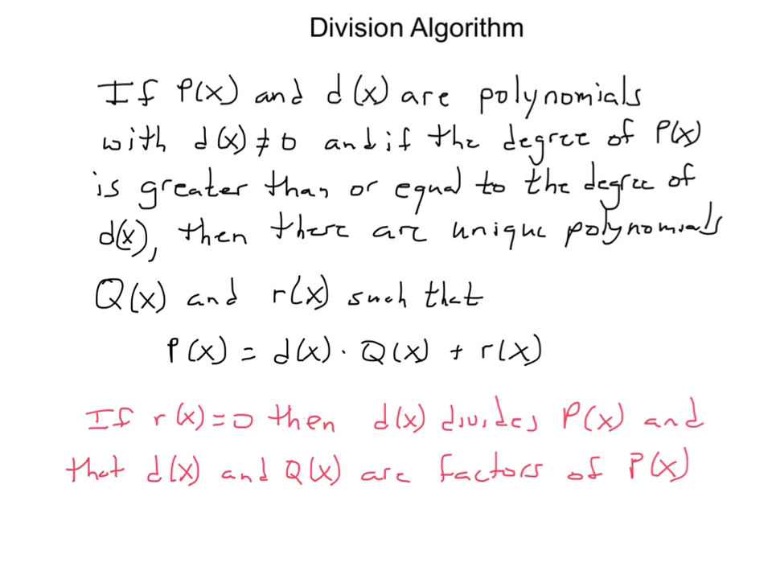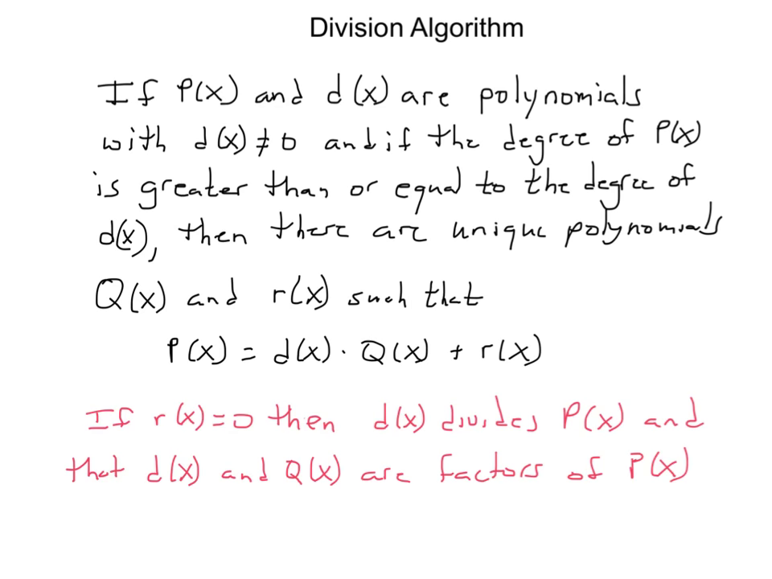Before we get to actually doing the division, let's talk about this thing called the division algorithm. The division algorithm really tells us what a division problem is. So if we take two functions, p of x and d of x, that are polynomials, and d of x does not equal 0, and the degree of p of x is greater than or equal to the degree of d of x, then there are unique polynomials q of x and r of x such that p of x is equal to d of x times q of x plus r of x.